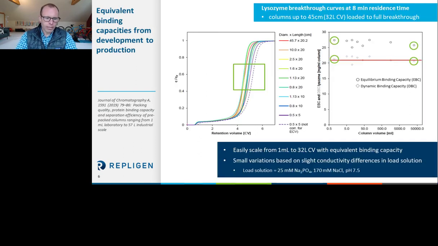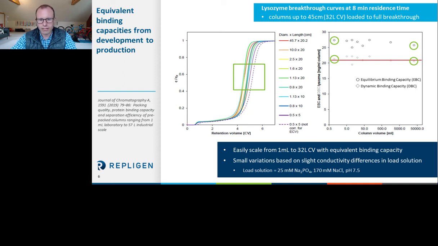And at Repligen, we've recently studied the scale-up effects from small to large. This was a study that was published in the Journal of Chromatography A last year. This particular example from that paper looks at lysozyme loaded to breakthrough, and you see the breakthrough curves on the left.